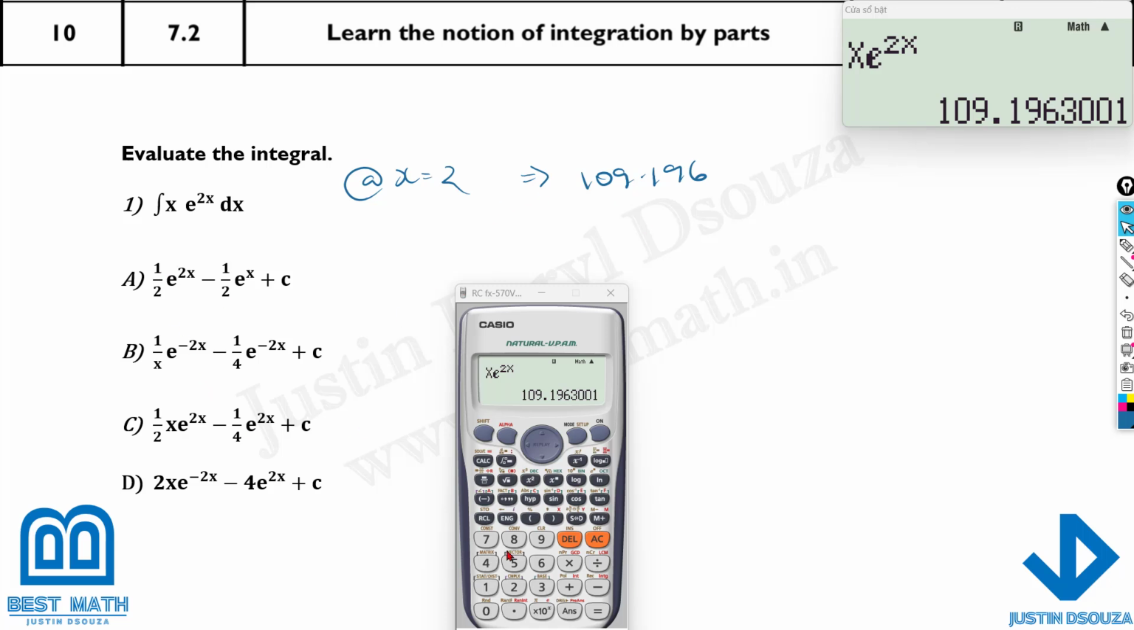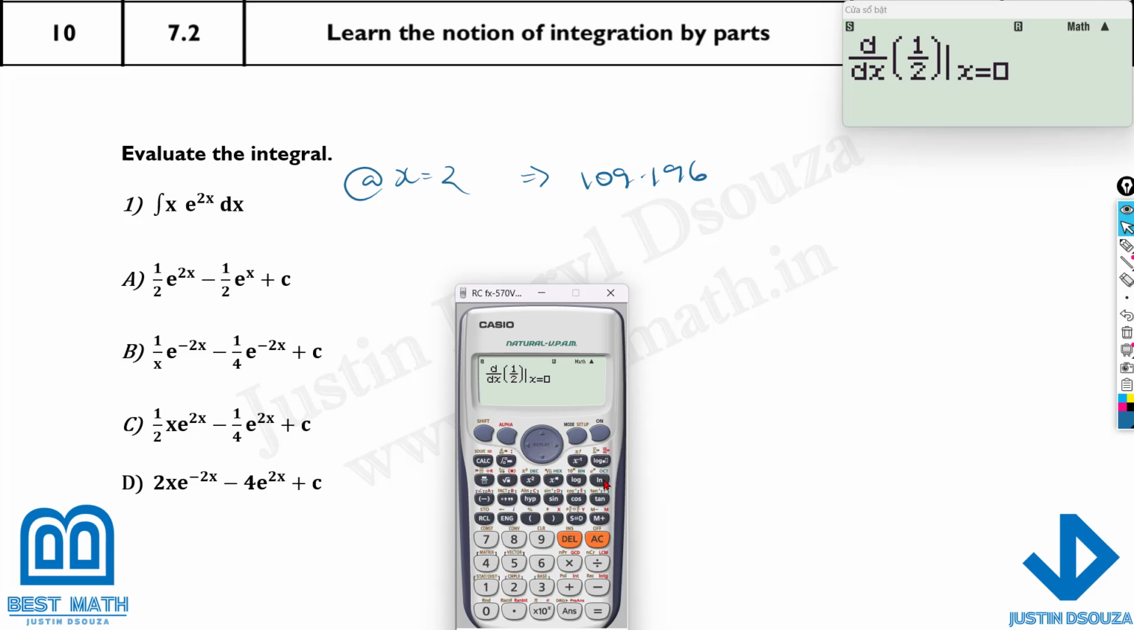But I don't just put the options directly. You need to press shift dy by dx and now type it out. It's 1 by 2. Go next and shift e to the power 2x. And then press next minus half. That is 1 by 2 here. And then we have e to the power x. That is alpha x. And plus c is not required because derivation of a constant is 0.